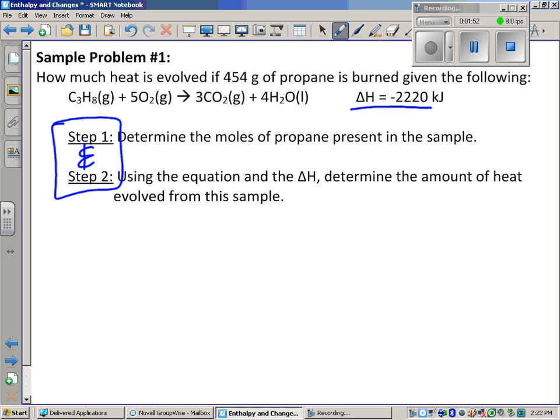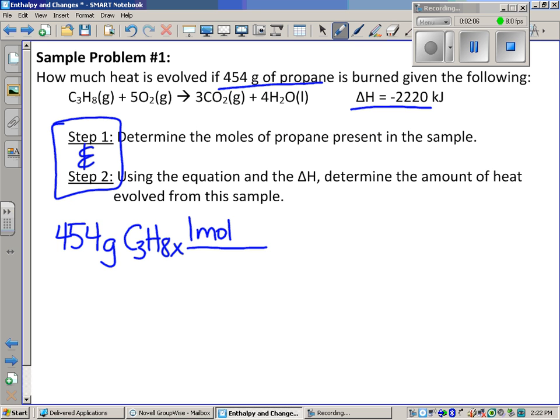So you're going to start with what you know, which is that you have 454 grams of propane, C3H8. Okay. Then for every 1 mole, I'm going to convert this into moles. That's our first step. For every 1 mole of C3H8, if you look up the molar mass for C3H8, it is 44.0 grams C3H8. So now at this point, I've gotten my gram value into moles.